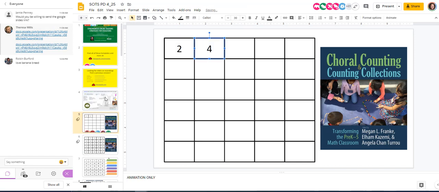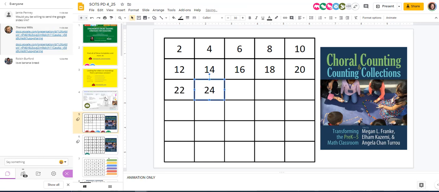2, 4, 6, 8, 10, 12, 14, 16, 18, 20. Stop here and start to make some predictions. What numbers do you think will appear in the bottom boxes? Let's see if those predictions pan out.